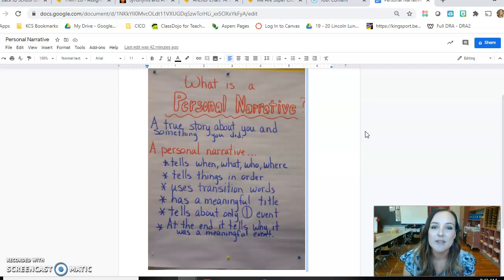So this week we're going to be thinking about our own personal narratives, and we're going to be doing some writing at the end of the week that talks about a personal narrative related to the stories that we're reading.